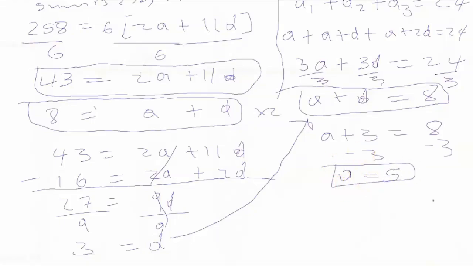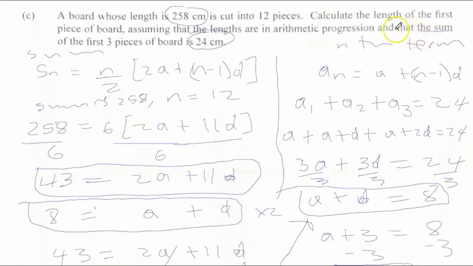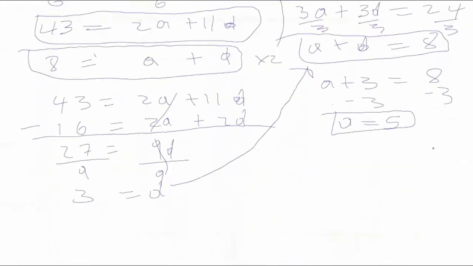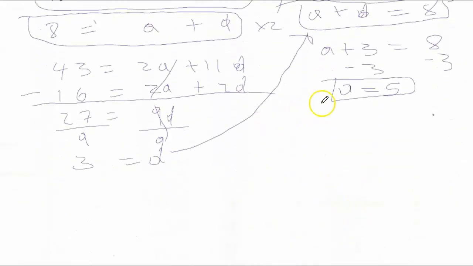And you can test your answer. The question says that the sum of the first 3 pieces must be 24 centimeters. So the first piece is 5, the second piece would be 5 plus 3, that's 8, and the third piece will be 8 plus 3, that's 11. If we add these first 3 pieces, we should get 24. So 5 and 8, that's 13, 13 and 11, that's 24, so the answer checks out perfectly.